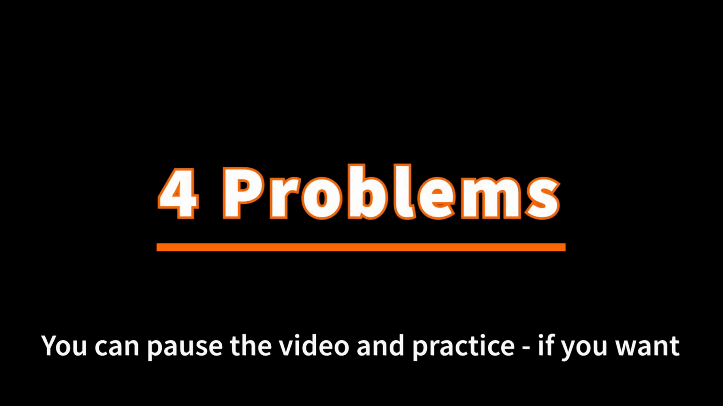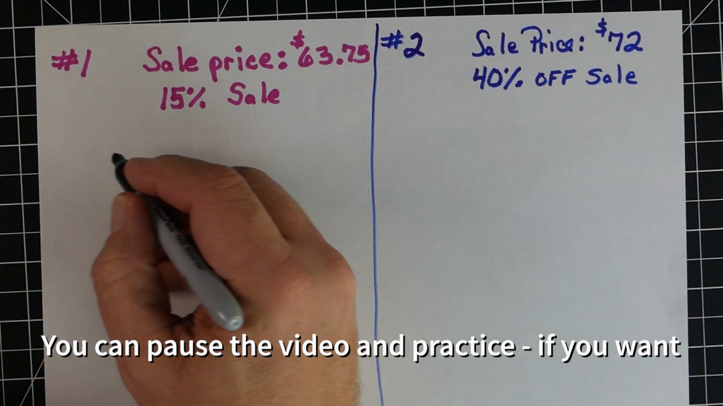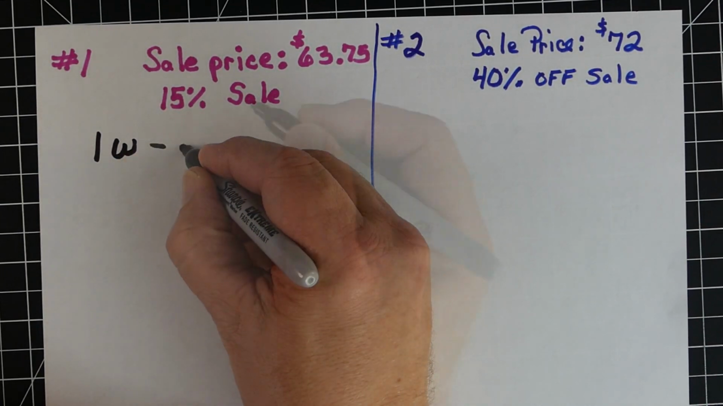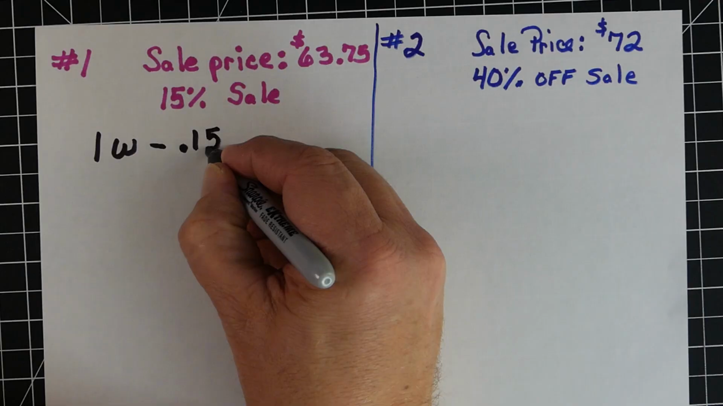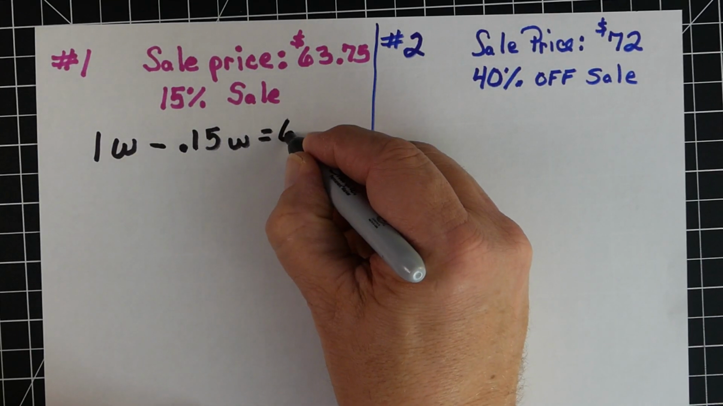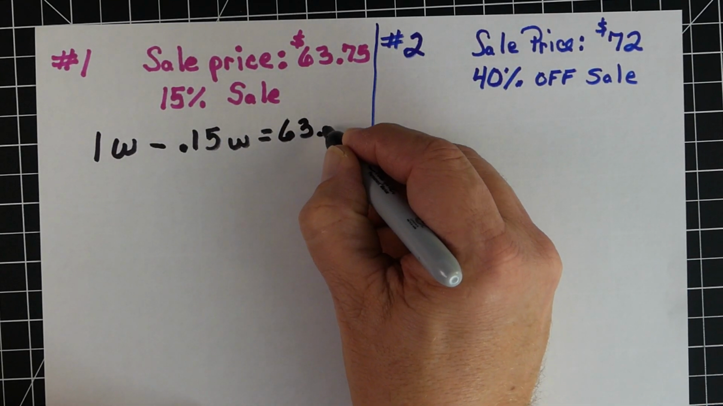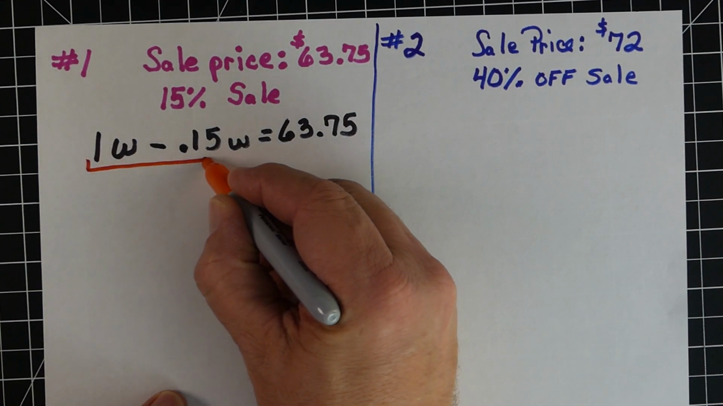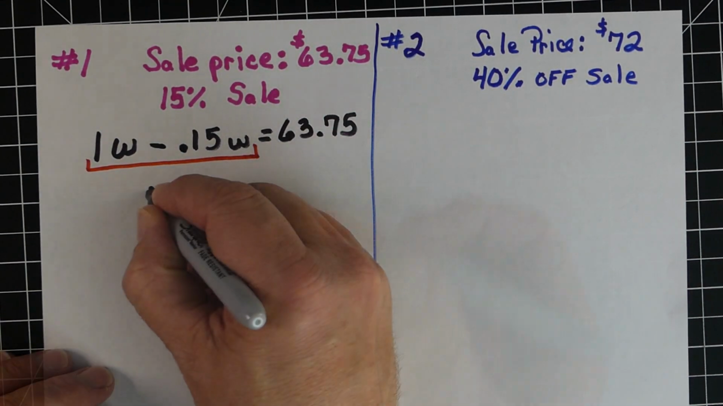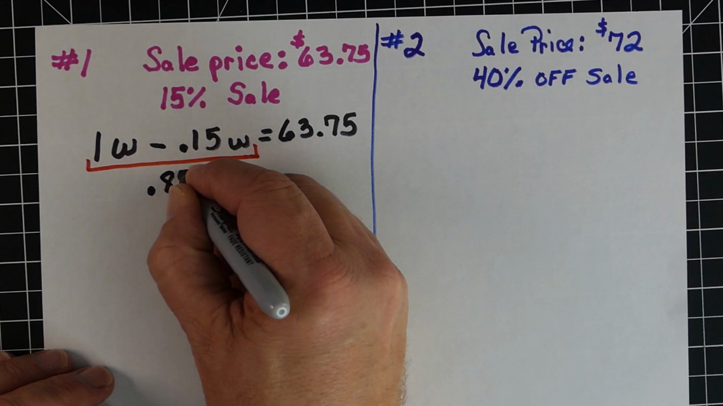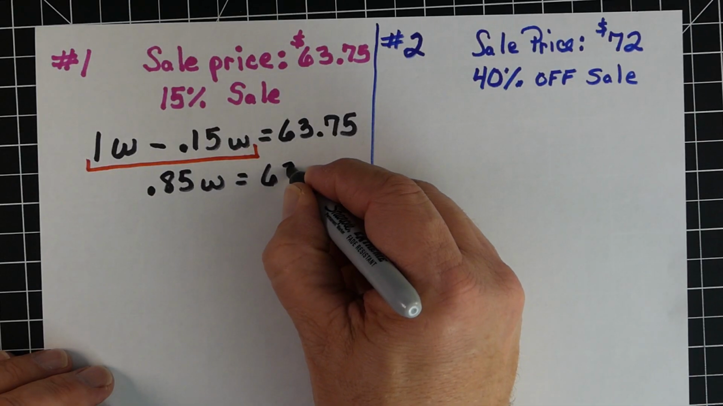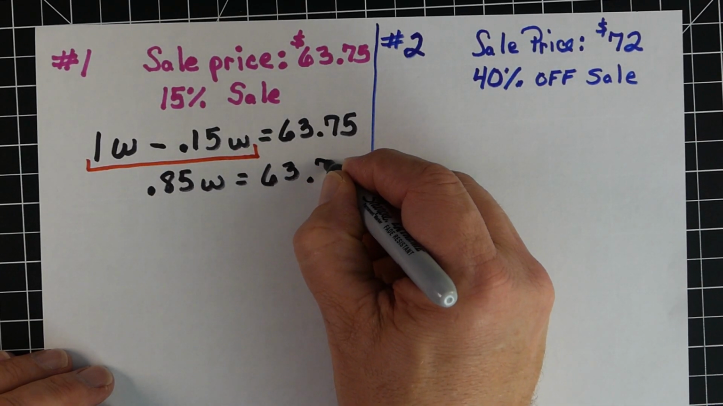All right, in this next section of the video, we have 4 different problems that you can practice if you'd like to. So you can pause the video and go and try them and then check your answer. Now these first 2, I'm going to set them up as equations, and the last 2 kind of do a shortcut. So in this first problem, you can see I'm taking the 1W minus the 0.15W because it's a 15% sale. And it's going to equal $63.75, our sale price. When I combine the 2 W's, I get 0.85. So it's 0.85W equals $63.75.